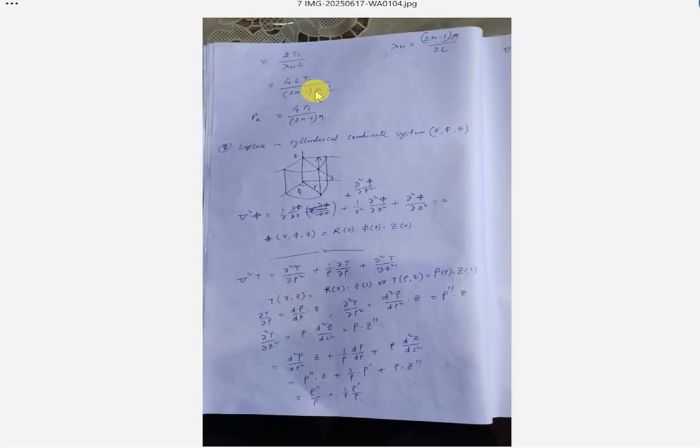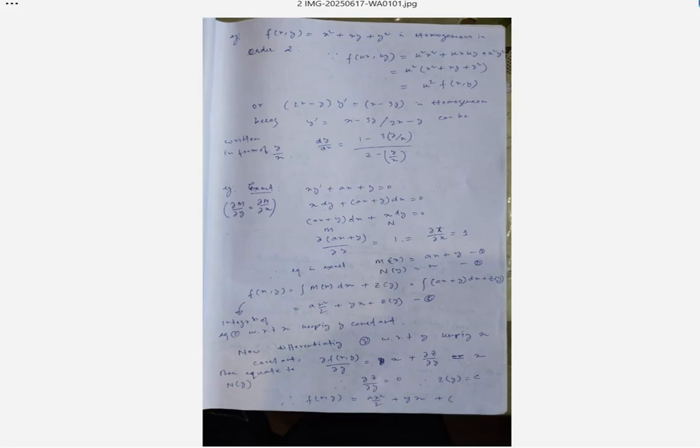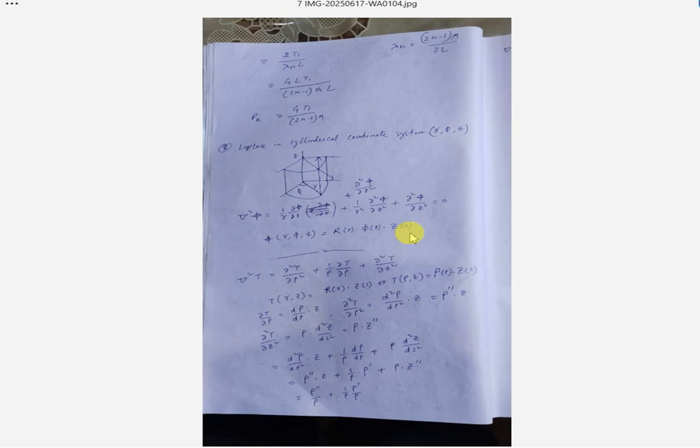So you can substitute the value of lambda n, which is (2n minus 1) pi by 2L, and you will get Pn equal to 4T1 divided by (2n minus 1) pi. So this was actually the value which we got in our earlier equation. I will show you in a later term.